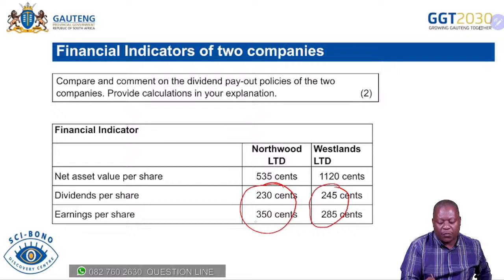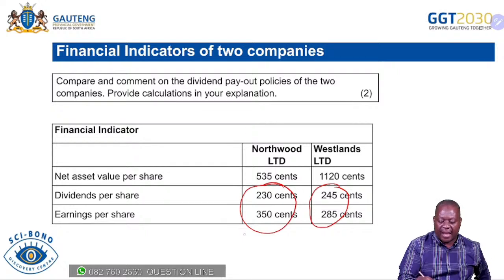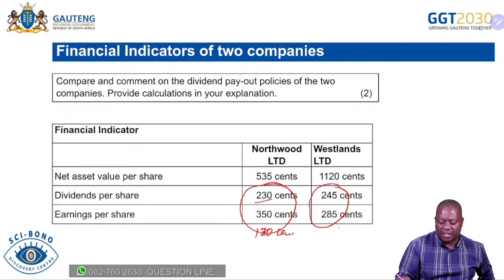They earned R3.50, right? Which is 350 cents. And out of that, they are giving out R2.30 as dividend. Can you see that? So it means they are going to retain something like 120 cents. It means they are not issuing that out. But let's look into Westland Limited. They earned R2.85. And out of that, they are giving away R2.45. What does that mean?